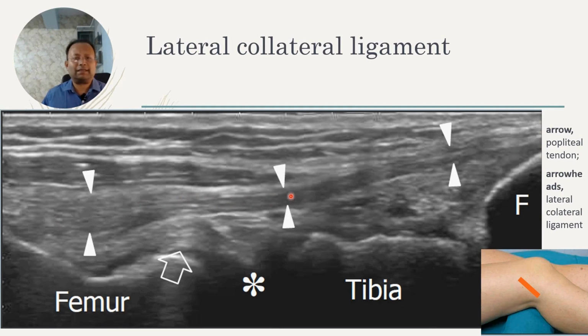And the knee is extended. You can put the ultrasound probe in a longitudinal axis, and you can see the lateral collateral ligament in this way. Okay, it is getting inserted on the fibular head, and here under the lateral collateral ligament, you can see, of course, it is not that clear, I will show that here should be the popliteus tendon. You can see the popliteus tendon here.